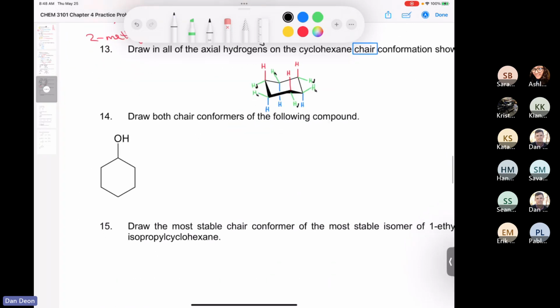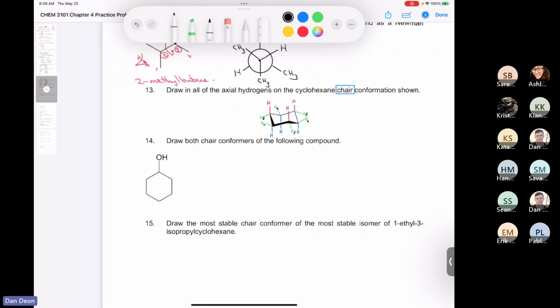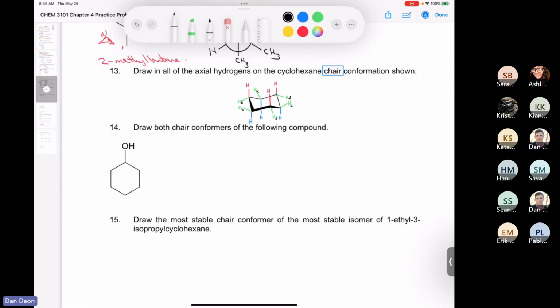And I didn't go much over our textbook's way of doing things. He has a particular way of doing stuff, and I'll just show you what I mean here. So it says, draw both chair conformers of the following compound. Okay, and this can be done a variety of ways, but I'm just going to do it like this.